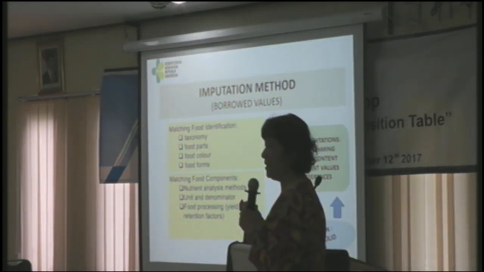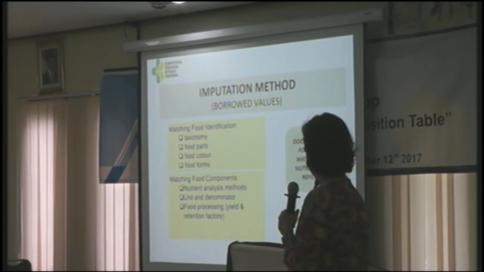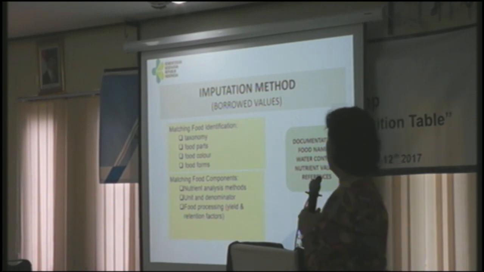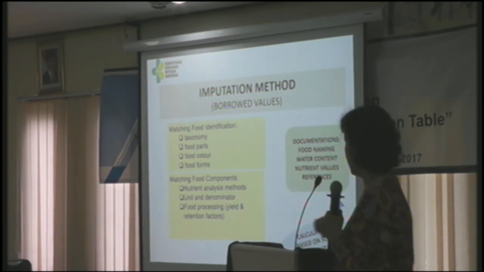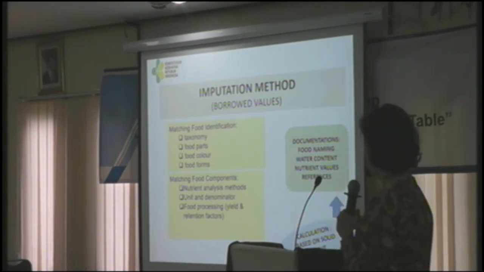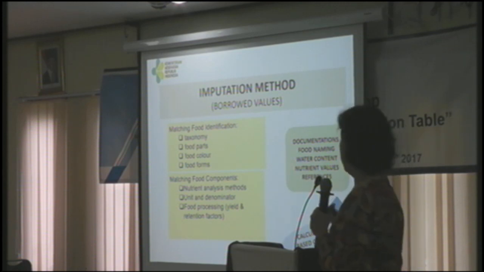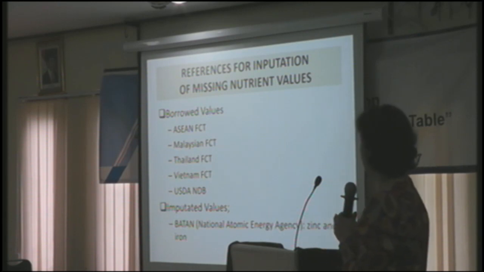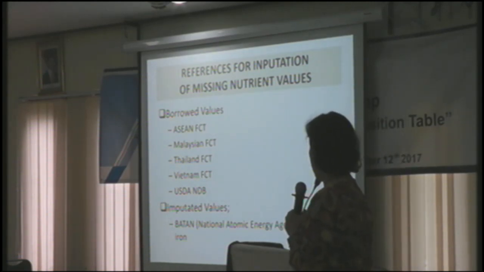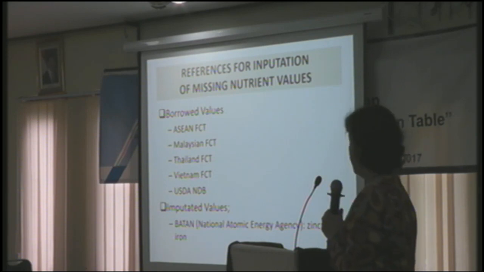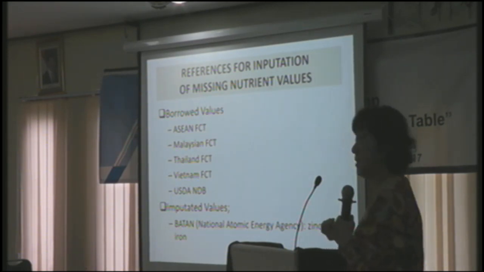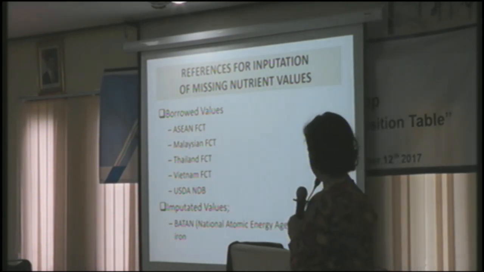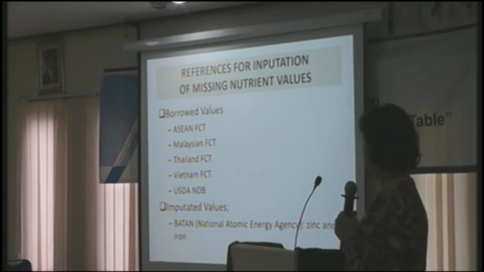How do we impute the missing nutrient values? Here is the technique for borrowed values. We did matching of food identification, matching of food components, and then calculation based on solid weight. All of these activities we document. For references for borrowed values, we used Asian FCTs, Malaysian, Thailand, Vietnam, and lastly the USDA Nutrition Database. There were also imputed values, using data from the National Atomic Energy Agency, especially for the nutrients zinc and iron.